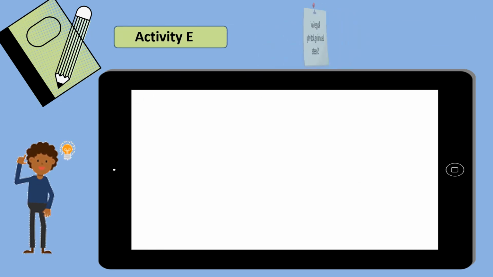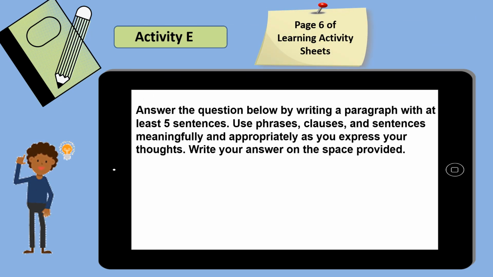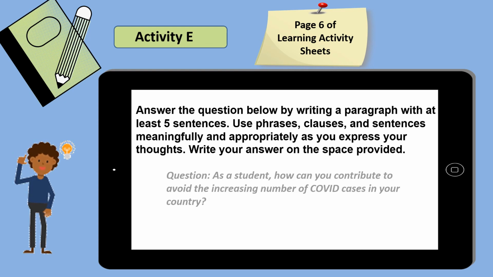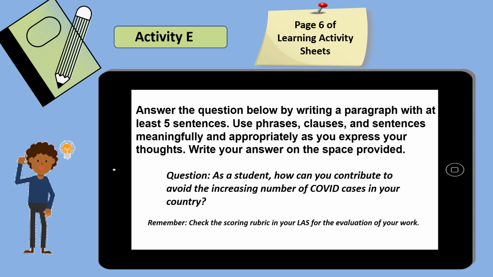For Activity E, that can be found on page 6 of your learning activity sheets, you are going to answer the question below by writing a paragraph with at least 5 sentences. Use phrases, clauses, and sentences meaningfully and appropriately as you express your thoughts. Write your answer on the space provided in your LAS. Here's the question. As a student, how can you contribute to avoid the increasing number of COVID cases in your country? Remember to check or review the scoring rubric in your LAS for the evaluation of your work.